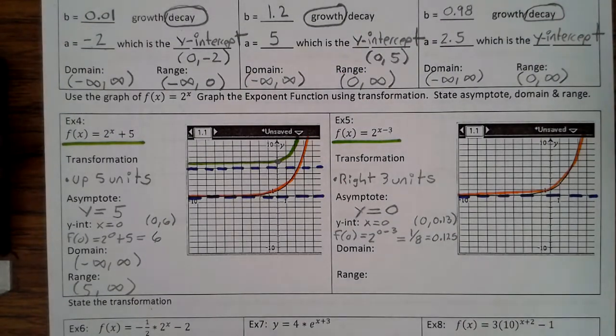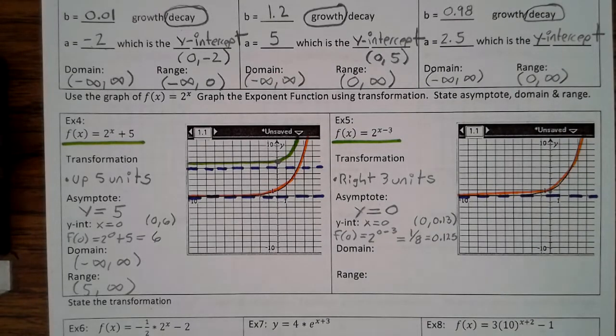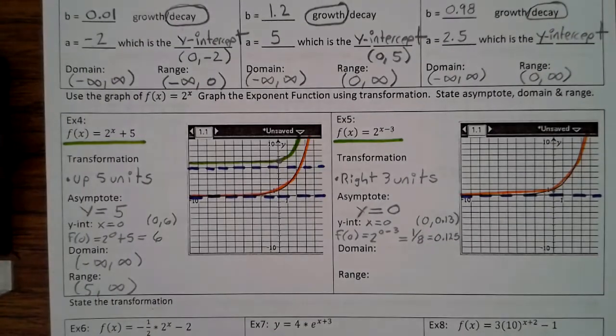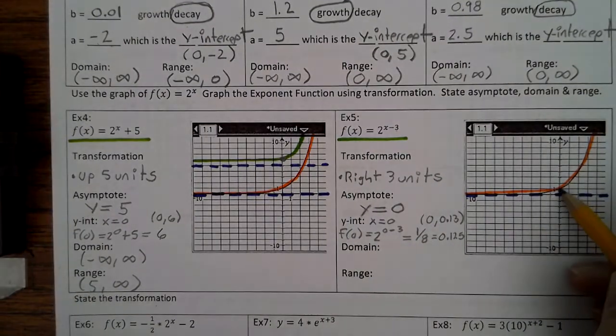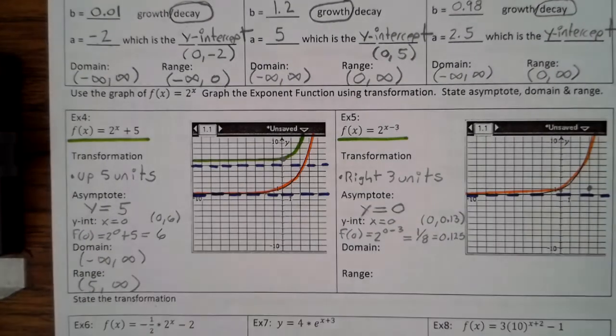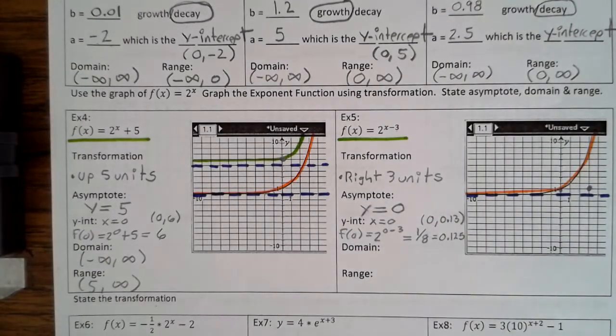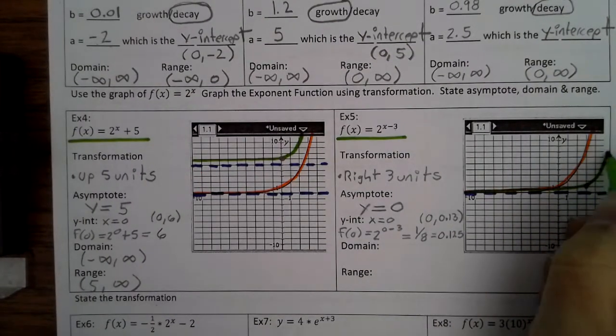So your y-intercept is about right there. Now, that point really doesn't help you graphing. So what I would use is this point right here, (0, 1), and let's go to the right three with that. So 1, 2, 3. So we have our function there.